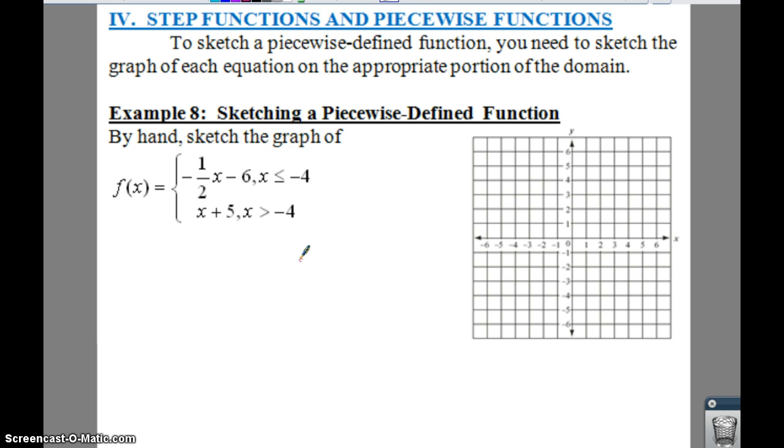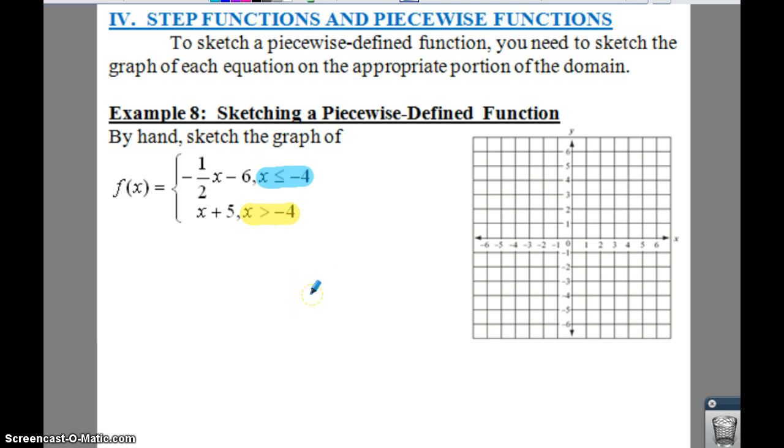If you look at what we are given, we kind of talked about piecewise functions before, but here you have two functions. You have negative 1/2 x minus 6, but it's only defined when x is less than or equal to negative 4. And then you also have x plus 5, which is only defined where x is greater than negative 4. So we have two lines here, but they're defined on two totally separate parts of the graph. The top line is only going to be drawn where x is less than or equal to negative 4. The bottom line is going to be where x is greater than negative 4.